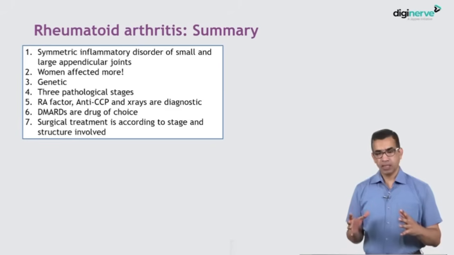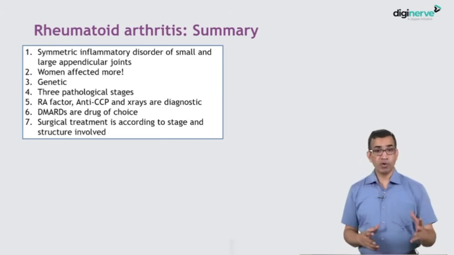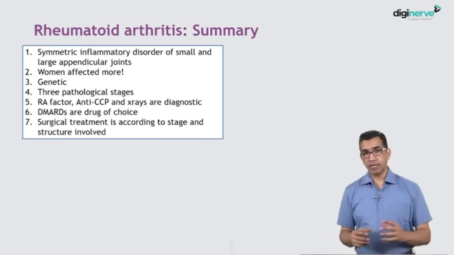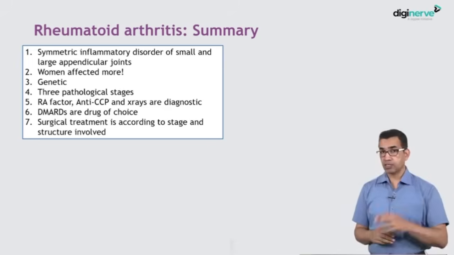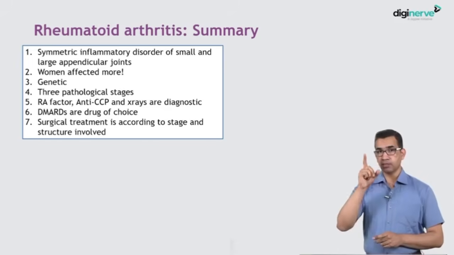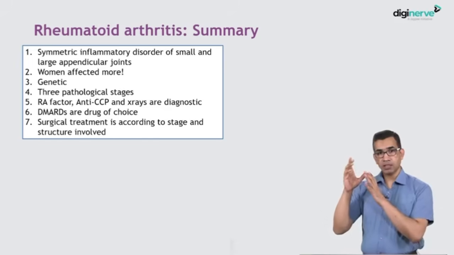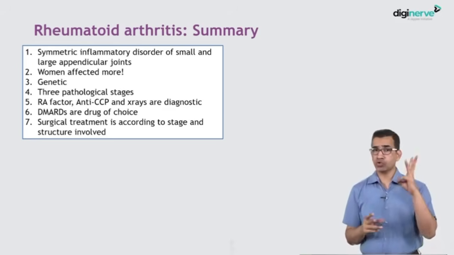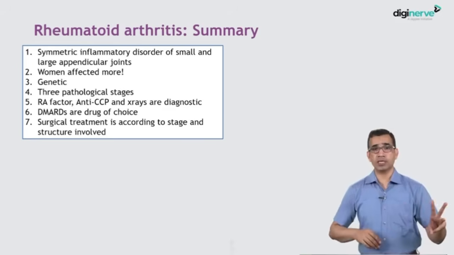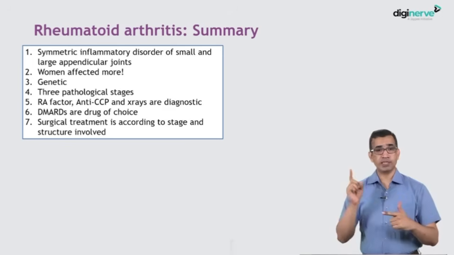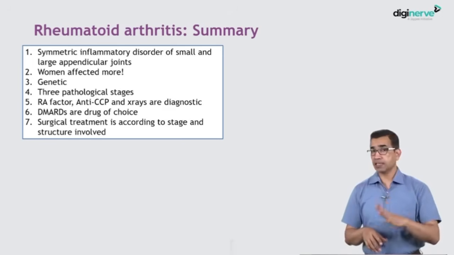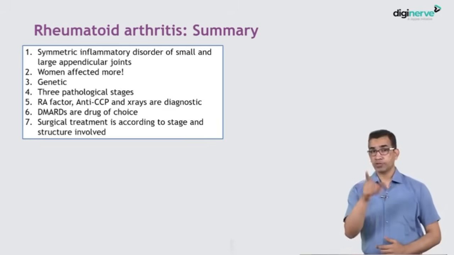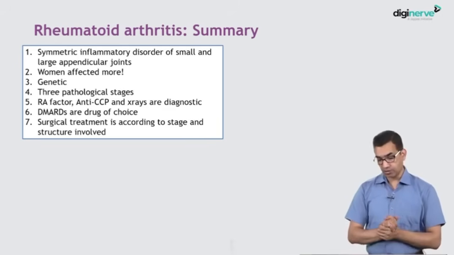So in summary, rheumatoid arthritis is a symmetric inflammatory disorder of small and large appendicular joints. Women are more affected, and it usually has a genetic and familial connection. There are 3 pathological stages, if you don't forget: synovitis, arthritis, and deformity, which is not the case in osteoarthritis. Please remember, never in the exam write those 3 stages. They do not happen in osteoarthritis. It is not a disorder of synovitis, arthritis, or deformity. This is typically described for an inflammatory disorder, whereas osteoarthritis is a non-inflammatory arthrosis.